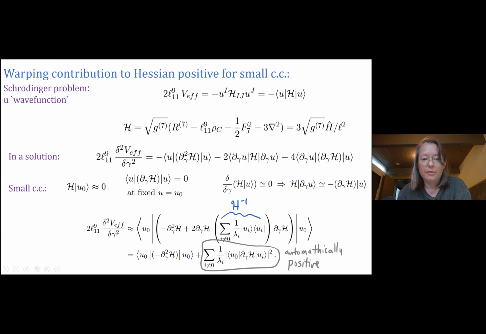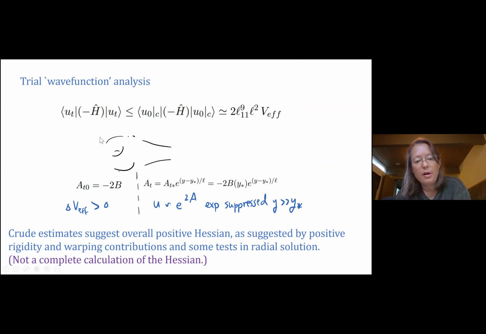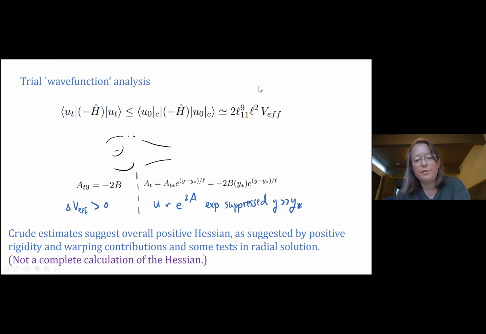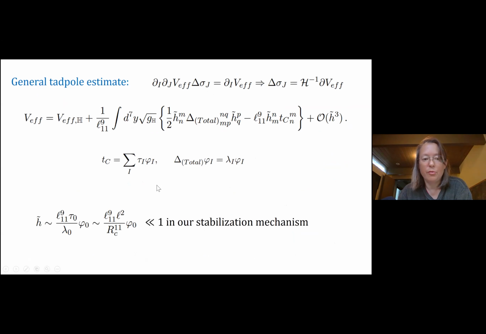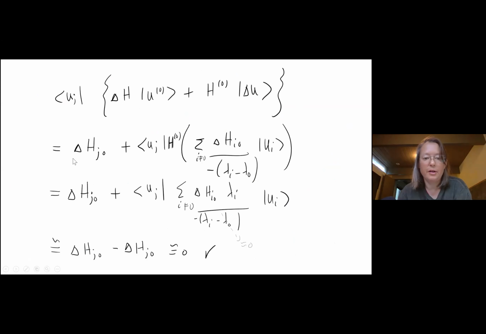Okay, so I could go through the details, but I think we don't really have time. Yeah, now you're dipping into question time. I'm dipping into questions. Okay, so just finally, there's a trial wave function analysis that also supports this picture. But what we didn't do is a brute force direct calculation of the Hessian. And one could do more with numerics and so on that front. But all systems go in terms of these various analytic estimates giving positivity.